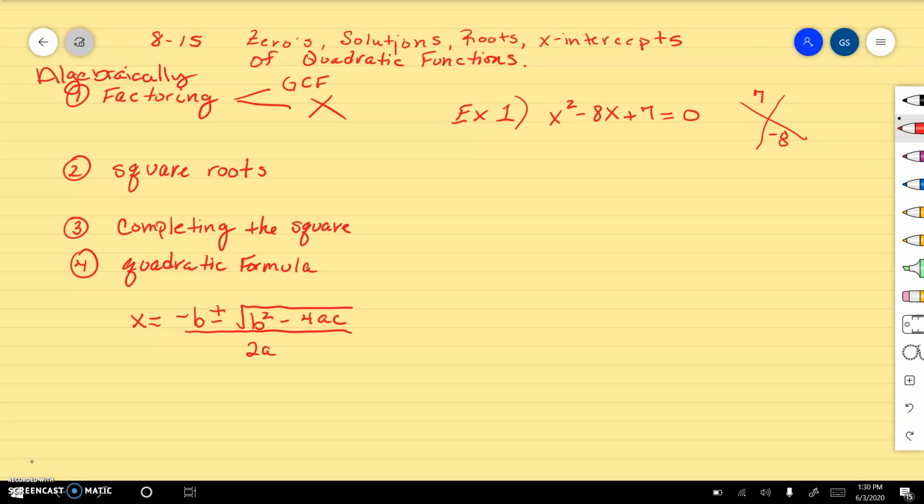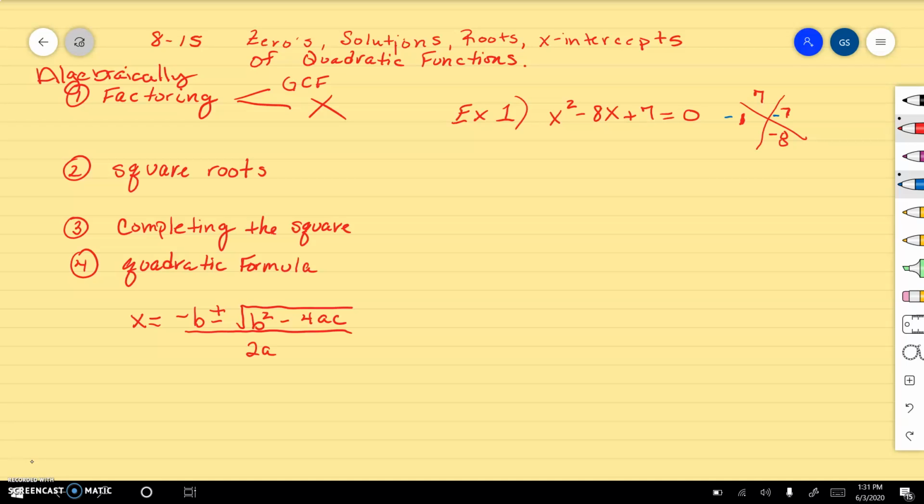Well, 7 is a prime number, so it's 1 times 7 equals 7. But look, 1 plus 7 does not equal negative 8. So if you recall, we want to change the sign of each of these, and that gives you negative 1 times negative 7 equals positive 7. Negative times a negative is a positive, and negative 1 plus negative 7 is negative 8.